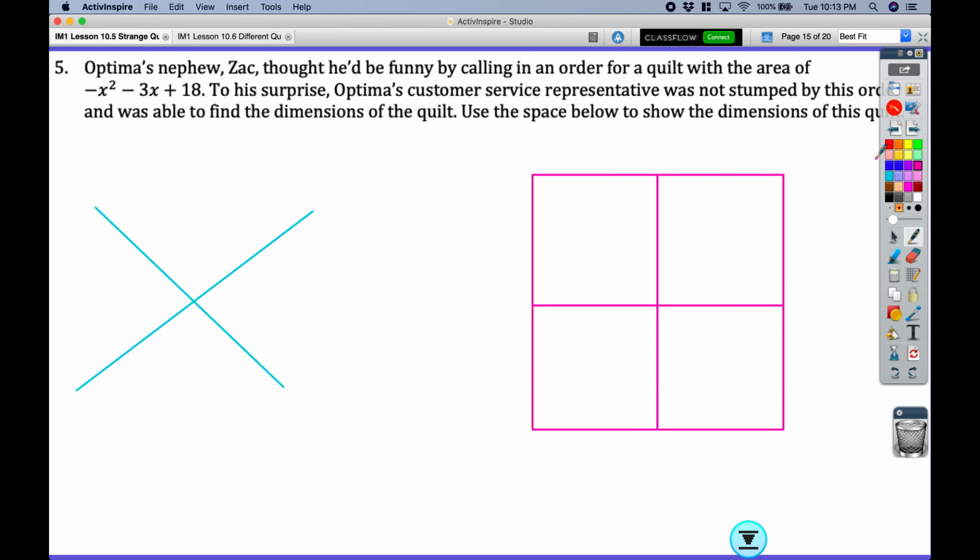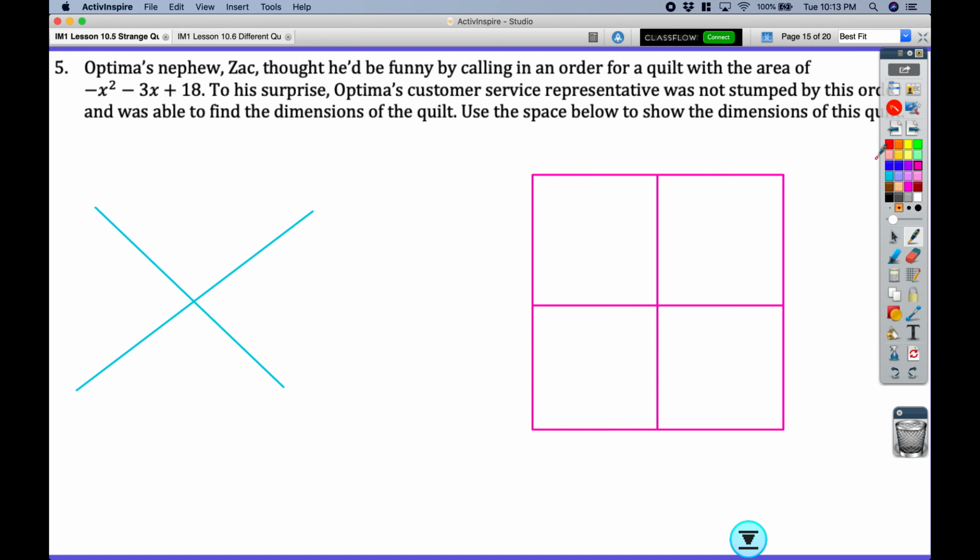All right, Optimus Prime's nephew, Zach, thought it'd be fun by calling in an order for a quilt with an area of negative x squared minus 3x plus 18. To the surprise of Optimus Prime, the customer service representative was not stumped by the order and was able to find the dimensions of the quilt. Use the space below to show the dimensions of the quilt.